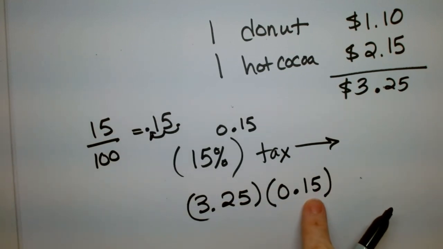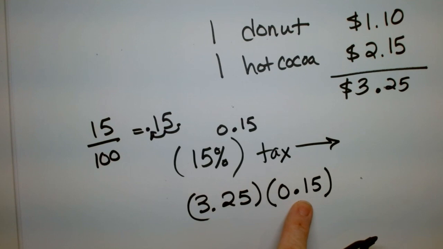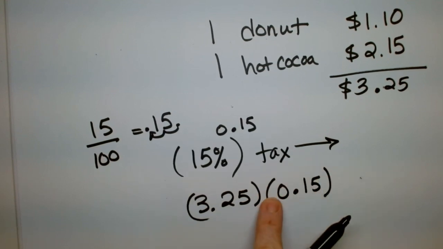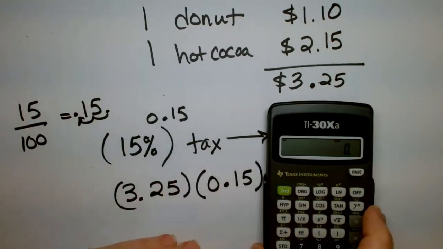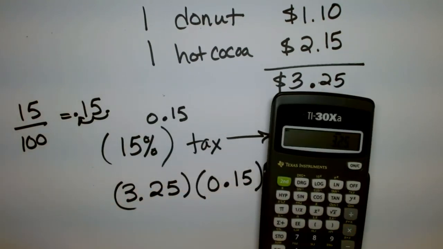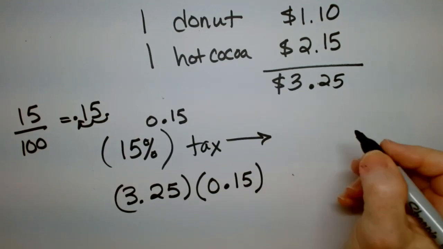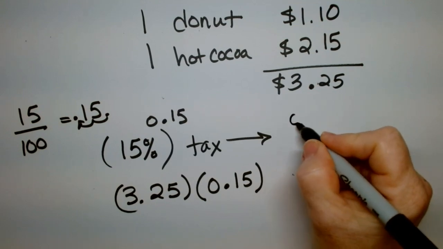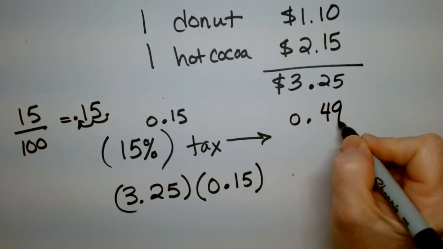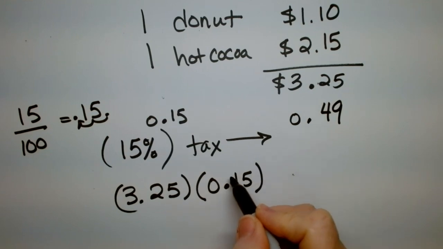How much? It's 15%. 15% is written as 0.15. So I take 15% of $3.25. Okay, so I take 325 multiplied by 0.15. I have 0.4875. Because we only use 2 decimal points for money, I'm just going to call that 0.49. Okay, so that's what this number is.